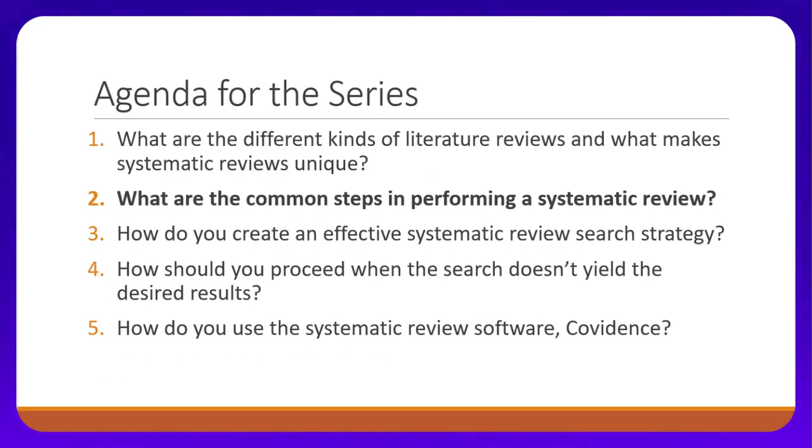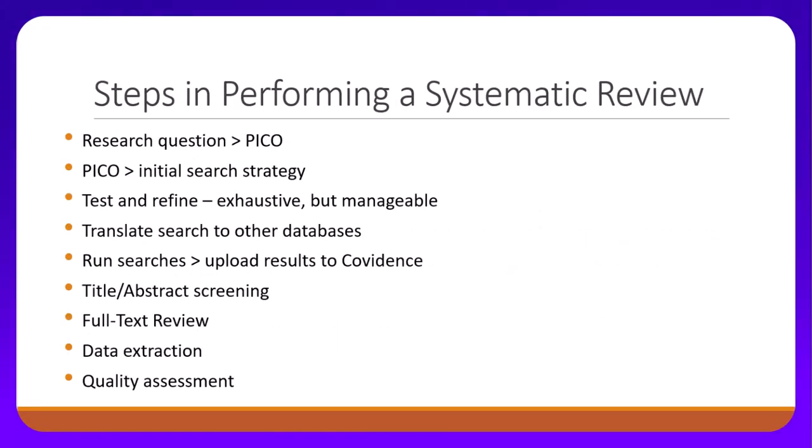In the prior video, I discussed what distinguishes different types of literature reviews and what makes a systematic review unique. In this video, I will talk about the next question on the list: what are the steps in creating a systematic review? Systematic reviews typically follow a very rigorous, well-defined methodology in order to minimize the introduction of bias and ensure a high level of reproducibility.